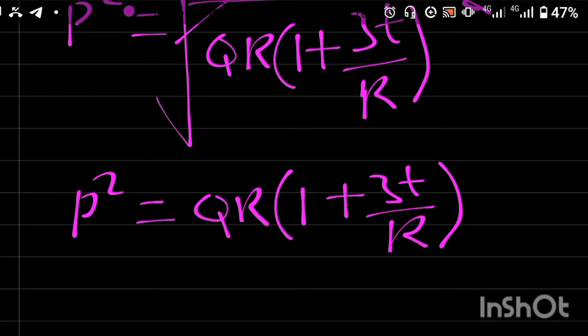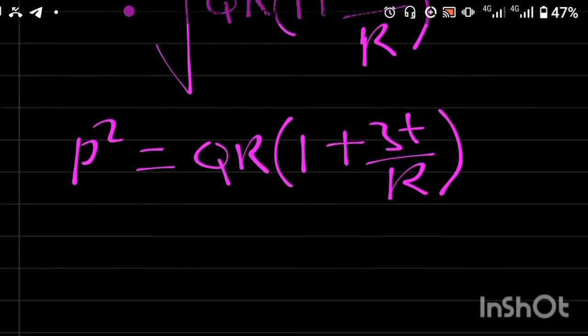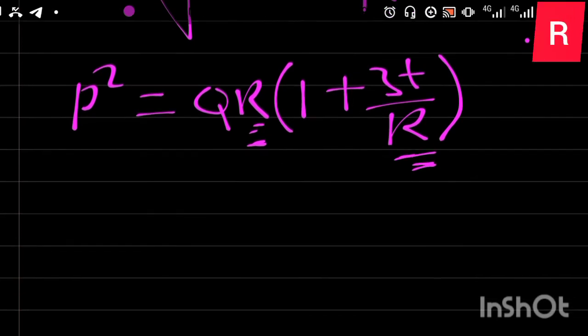Close your bracket. Now don't forget, we want to make R the subject of the formula. Let's keep R at a corner and always remember that we are making R the subject of the formula. The two R needs to be brought together because it is not possible that you make one R the subject of the formula and the other R is left behind. So to bring the two R together, you have to just open the bracket.